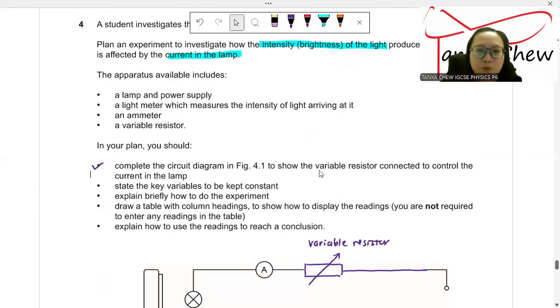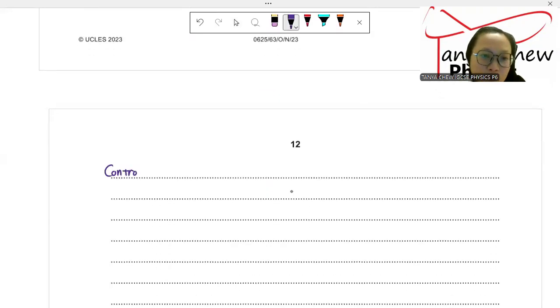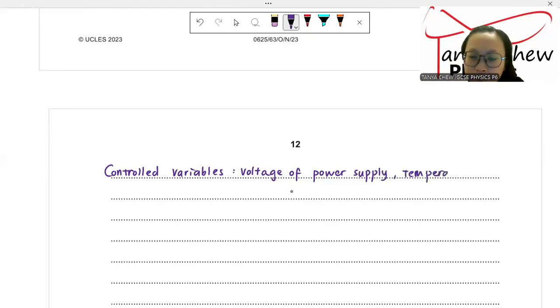State the key variables to be kept constant. Okay, I will write here controlled variables. I maybe want to write that the voltage of the power supply. So when you turn to one voltage, you use that one until the end of the experiment. So I say voltage of power supply, and make sure that the temperature of the lamp must be constant, because if the temperature of the lamp is not constant, when the temperature of the lamp increases, it will also increase the resistance of the lamp, which decreases the current, right? Therefore, the lamp will be less bright.